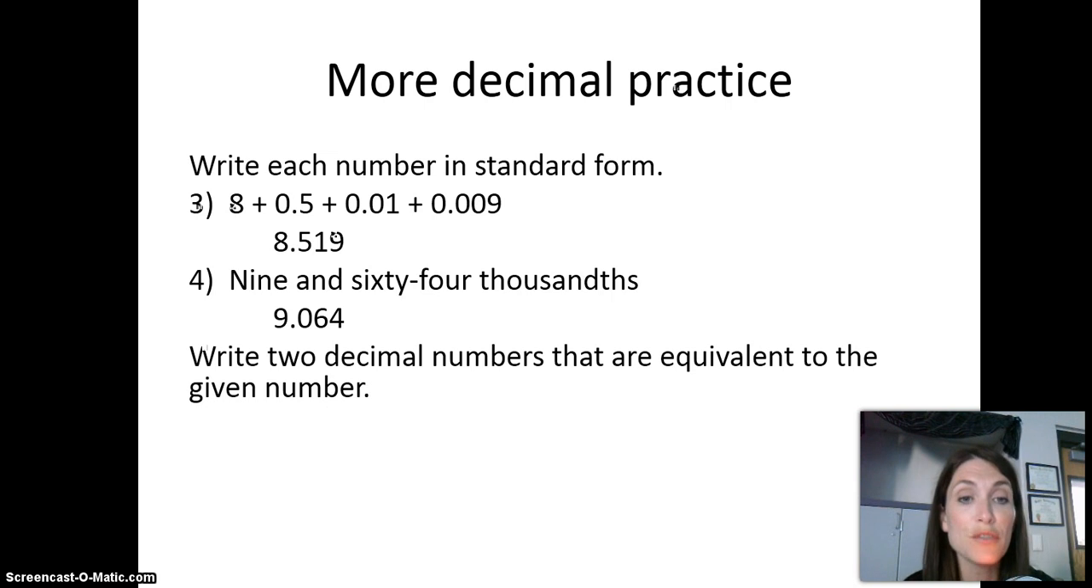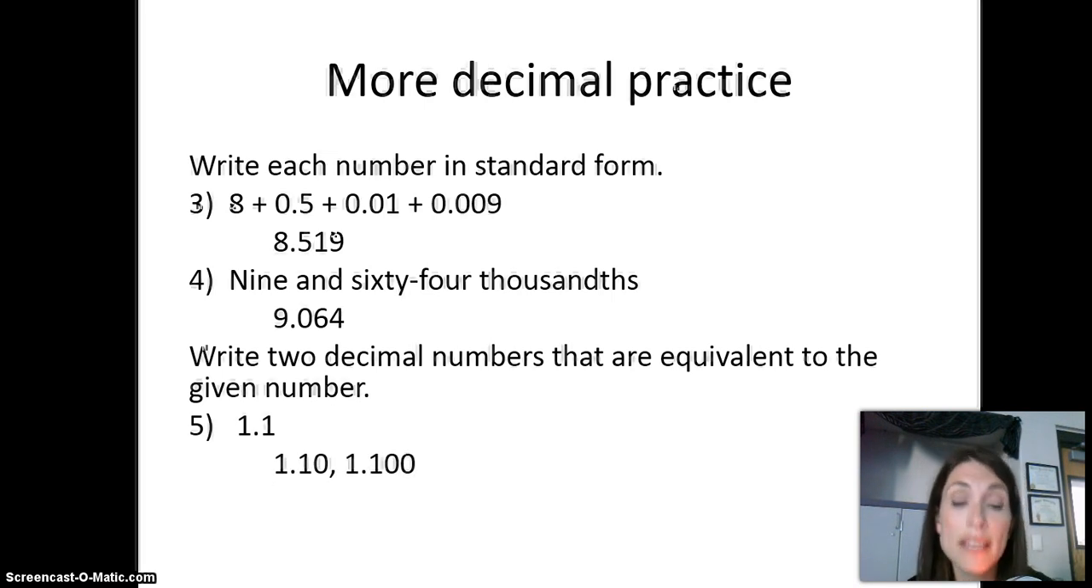Now we have a new direction. Write 2 decimal numbers that are equivalent to the given number. So we're writing equivalent fractions, or excuse me, decimals. We'll do fractions later in the year. Here is number 5. Write 2 decimal numbers that are equivalent to the given number. So you're going to have 2 answers for number 5. Go ahead and do that in your math journal. Press pause while you work that out, and then press play when you're ready to move on and check your answer.